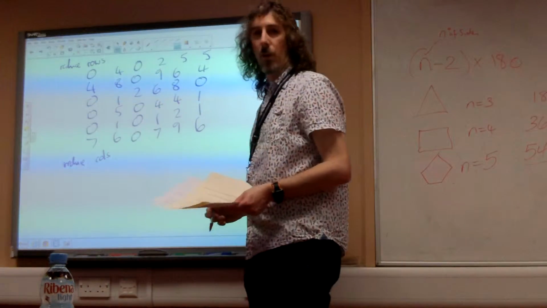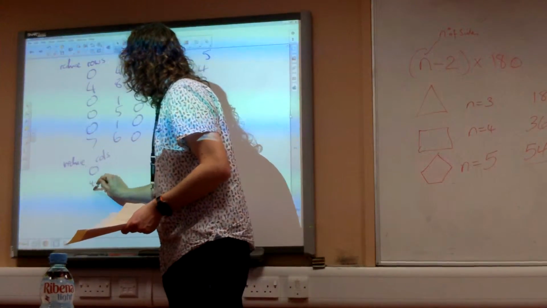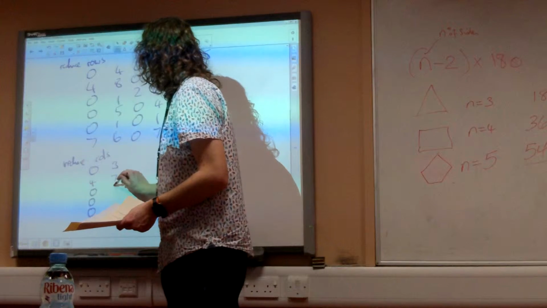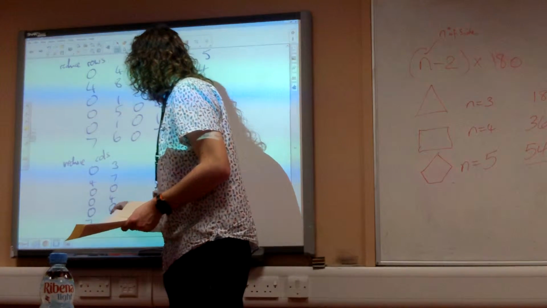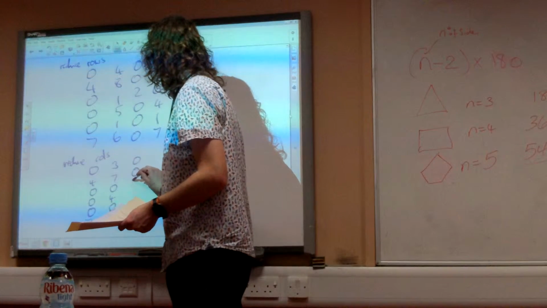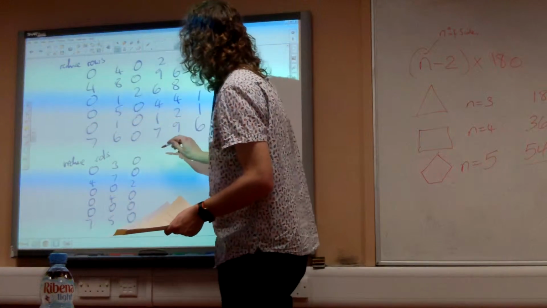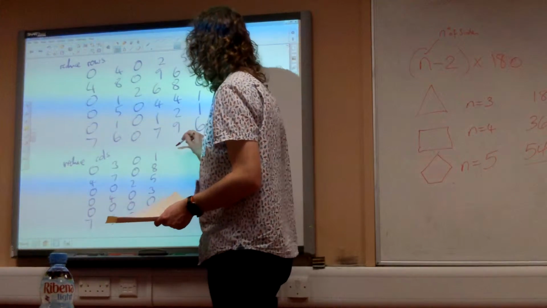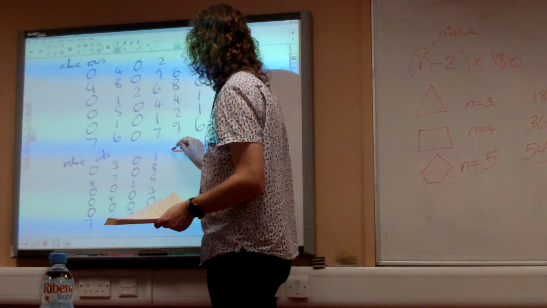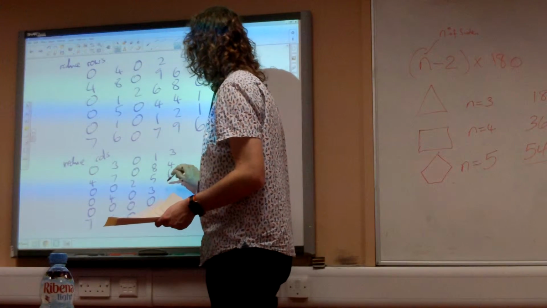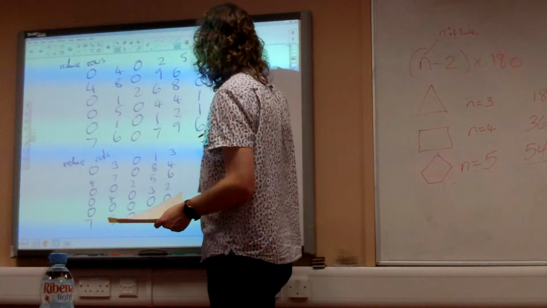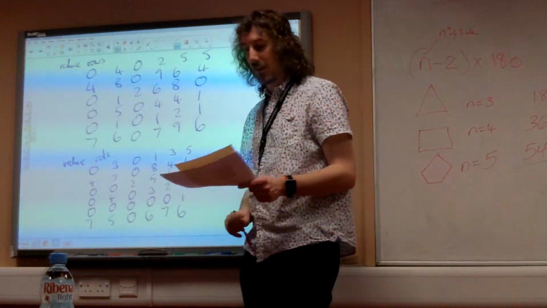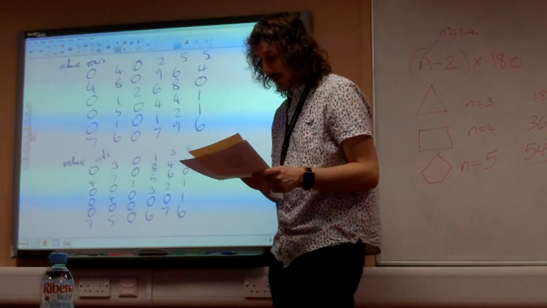So then again, taking away the smallest number in each column: 0, 1 from that one, 3, 7, 0, 4, 0, 5. We're taking away 0 from this one, taking away 1 from this column, 2, and 0 from the last column. There we go, so that is our reduced matrix.